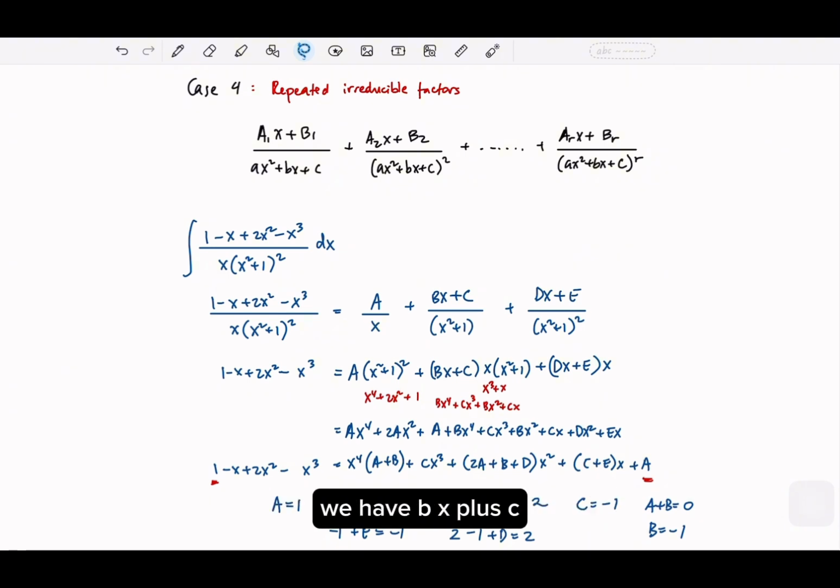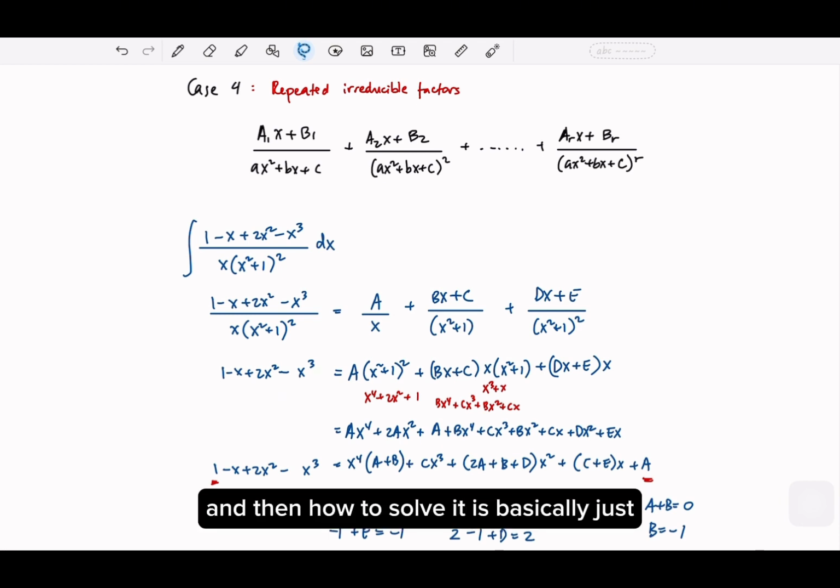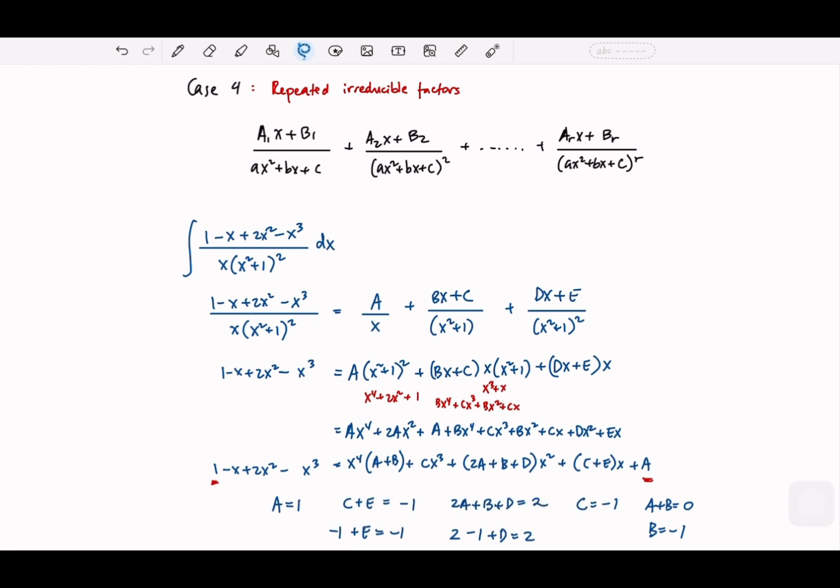And for this one, we have bx plus c multiplied with x and x squared plus 1. And the rest will be dx plus e multiplied by x. And then we are going to simplify and group all the variables. The variables will be x to the 4, x cubed, x squared, x, and a constant. And then how to solve is basically just equating the right side and the left side. The left side is the top equation here.